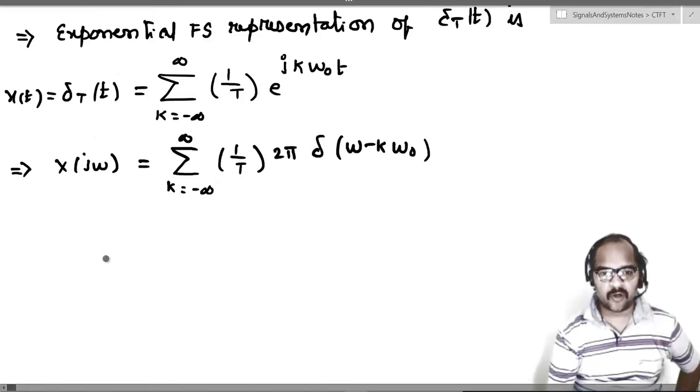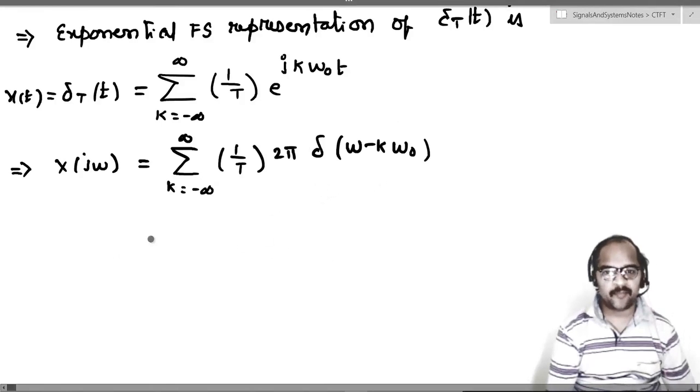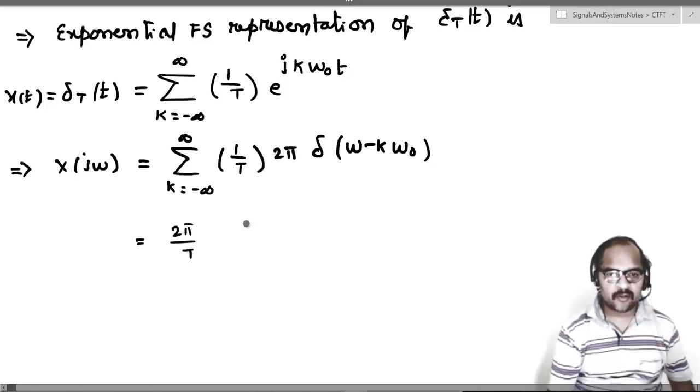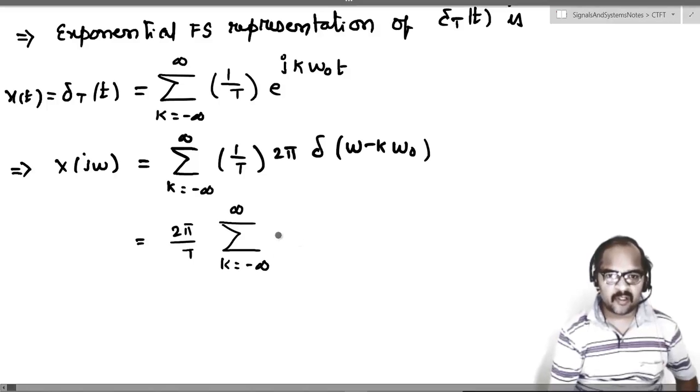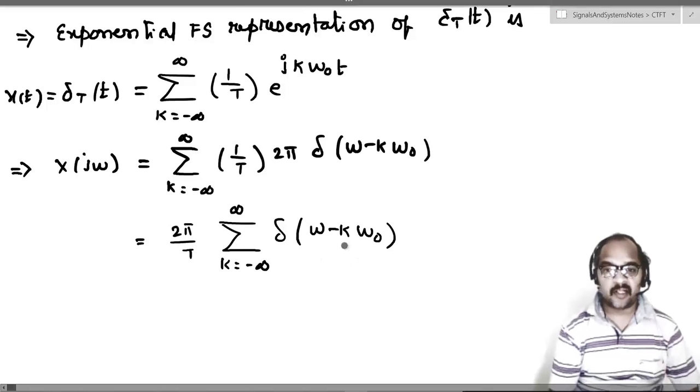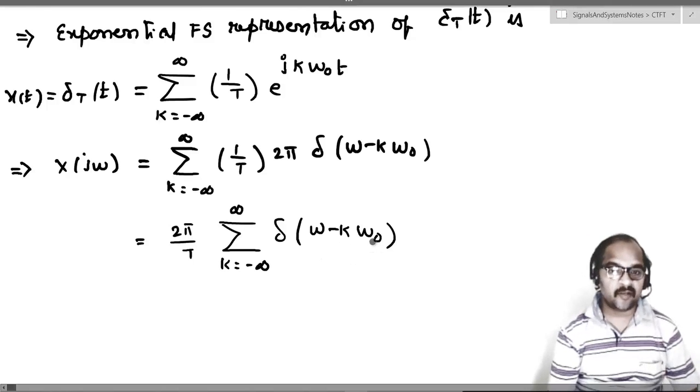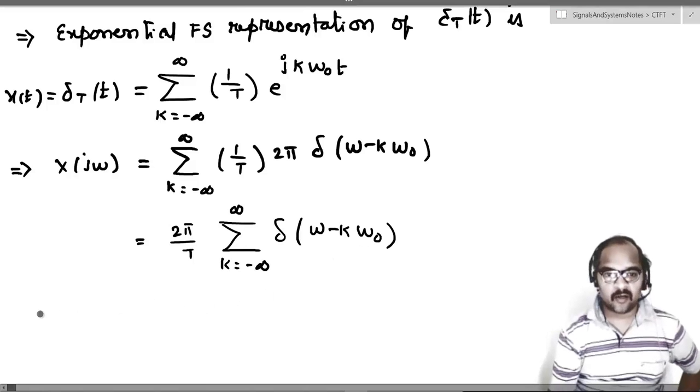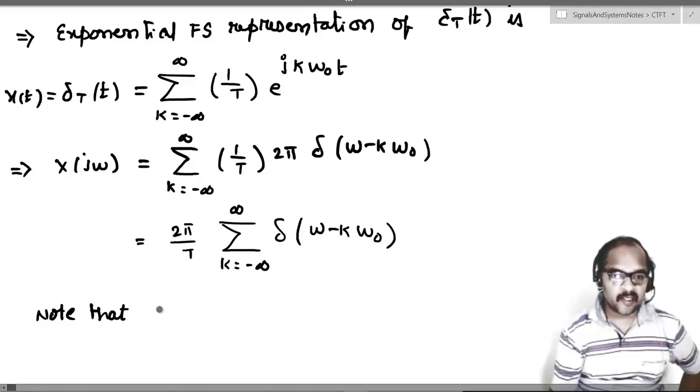So if you try to plot that, this is also a periodic impulse train. If you look at this, 2 pi by T we will keep out. So you get summation k equal to minus infinity to infinity delta of omega minus k omega naught. So what is this again? This is also a periodic impulse train in which domain? Frequency domain, with period how much? Omega naught. Okay, so note that X of j omega is also a periodic impulse train.